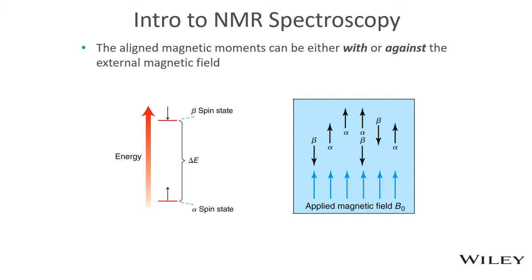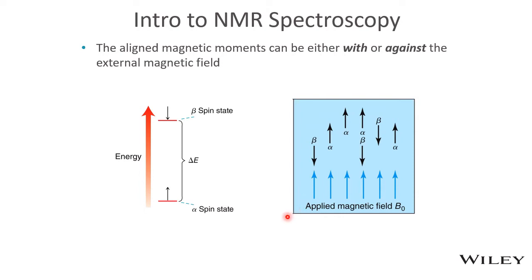Now, an individual atom can either be in the alpha spin state or the beta spin state, and in fact, it can flip back and forth. Now, since the alpha spin states are aligned with the external magnetic field, they have a lower energy level than the beta spin state. Even though the beta spin state is aligned, it is pointing in the opposite direction of our applied magnetic field.